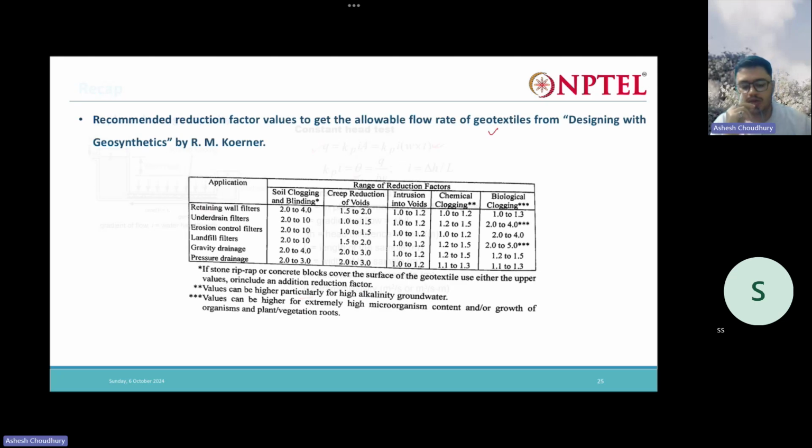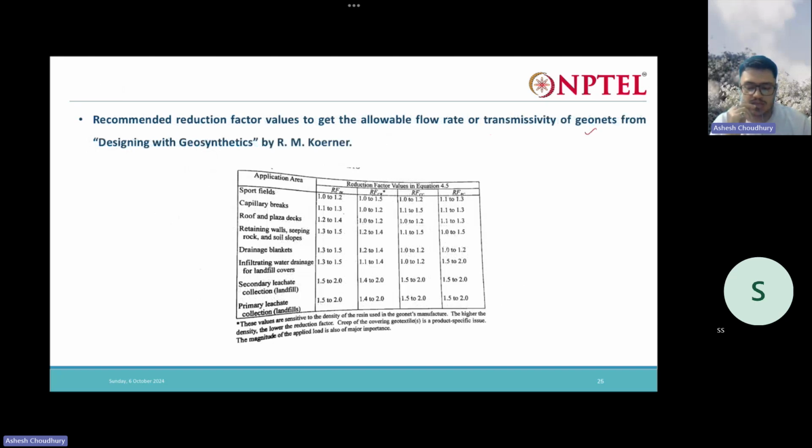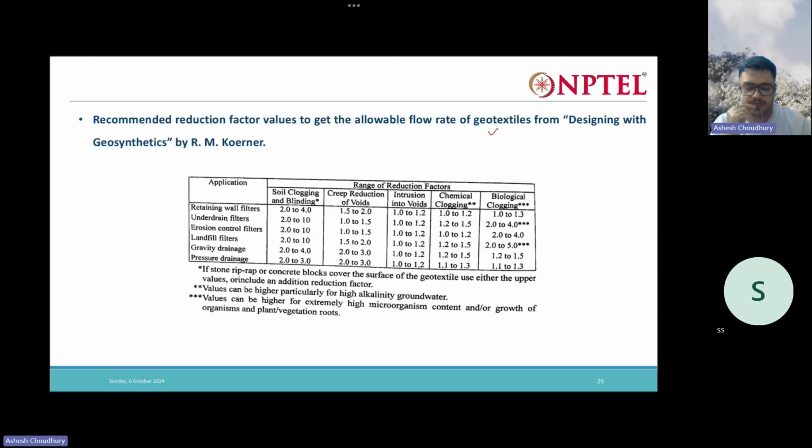These are the various recommended reduction factors for geotextiles used in various applications, and the same for geonets: reduction factors for the transmissivity of geonets.